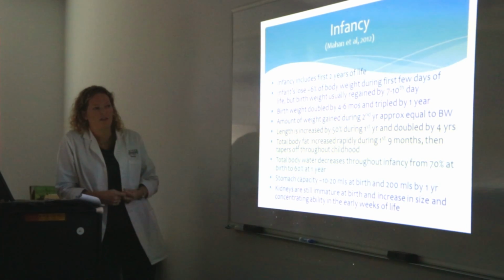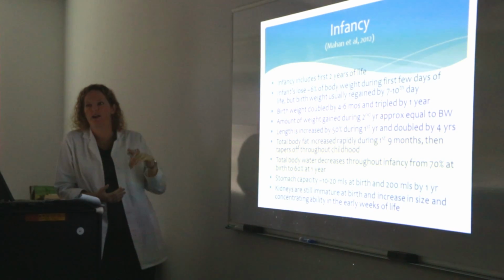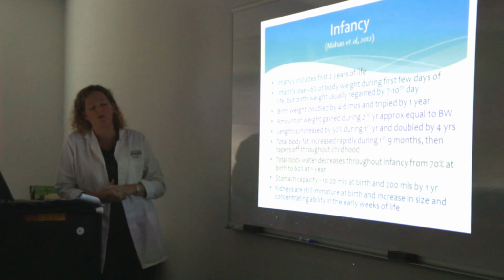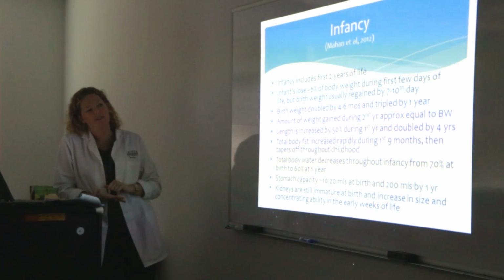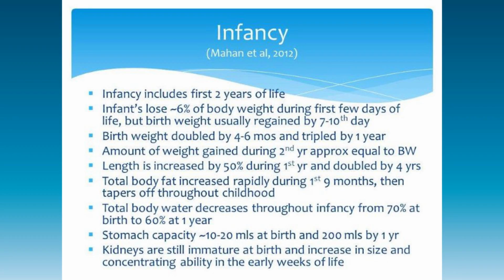Their total body fat is increased rapidly during that very first 9 months. Then it starts to kind of taper off through childhood, and then it's going to bounce back up when they hit puberty. Their total body water decreases through infancy from starting at about 70% at birth to going down to about 60% at 1 year. And you know, with adults, females are about 50% total body water, males about 60%, so it's going to go down maybe a little bit more.